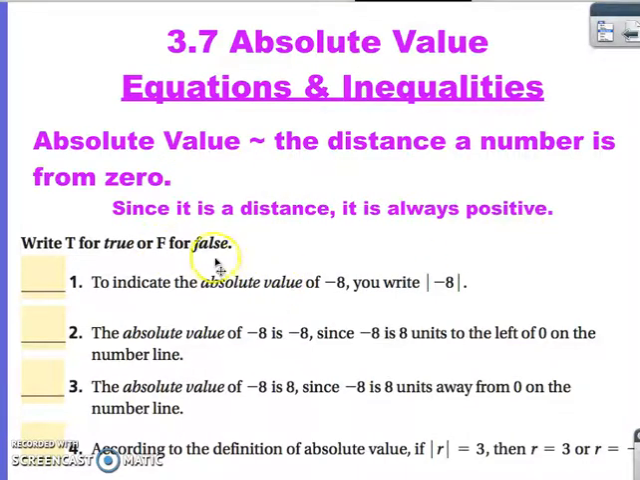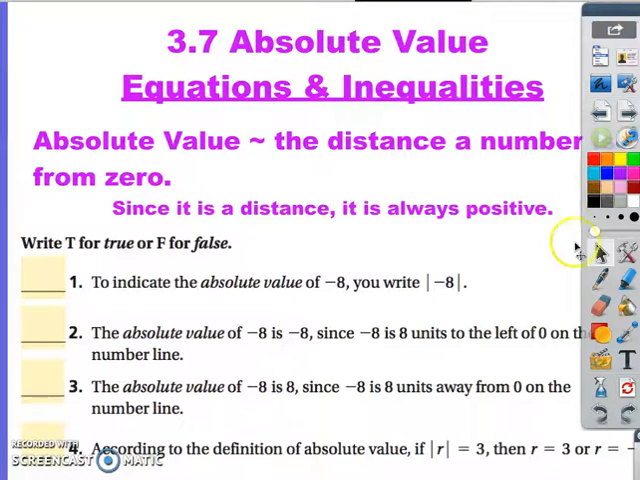To indicate absolute value of -8, you write the absolute value of -8. You're going to write these lines, and that's going to indicate absolute value.